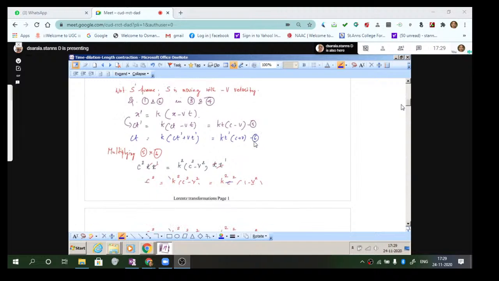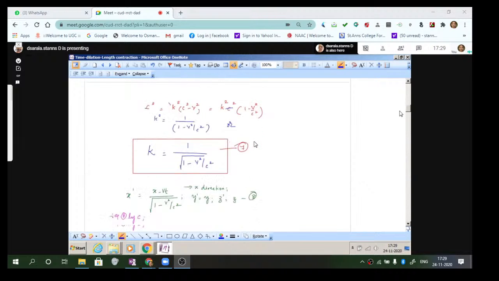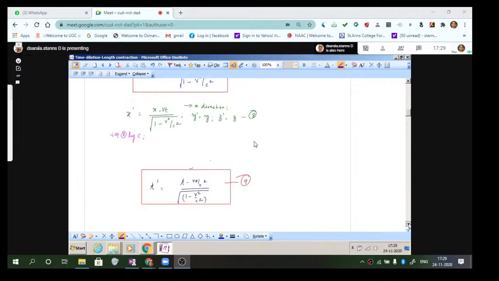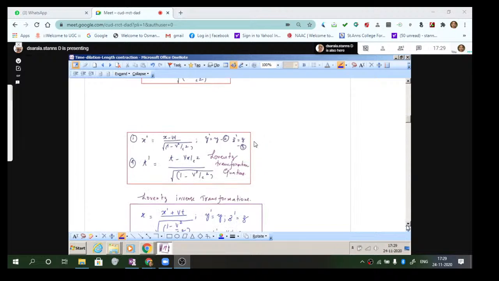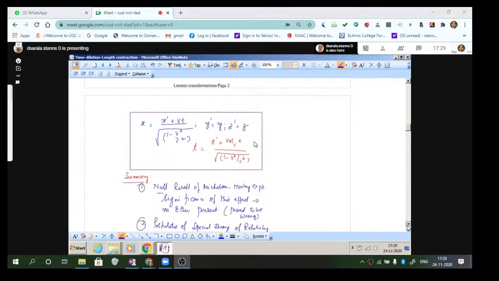This is what we discussed. And these are all the equations. I am just giving you a recap of what we have done. And we have arrived at an expression for k like this. And we have written x dash is equal to x minus vt by this, and t dash is equal to this. So, these are the inverse transformation equations.